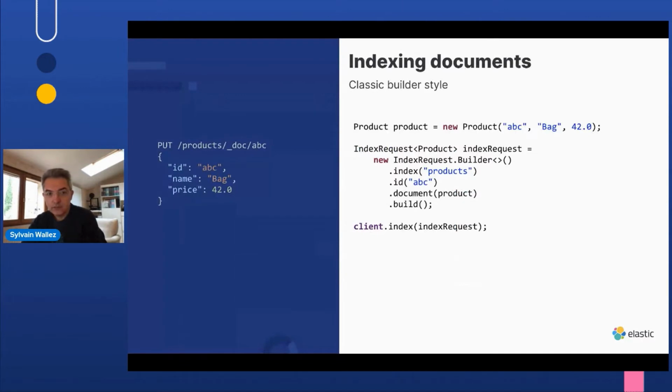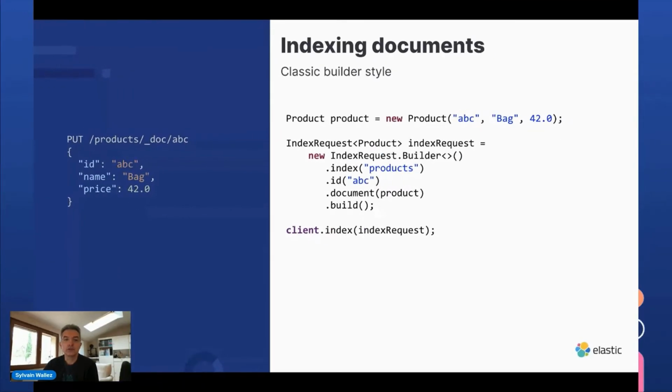So let's see some practical examples. Here we will use an example with a product index. So a product, in our very simplified case, has three properties: an identifier, a name, and a price. So on the left side of the screen, you can see what you would typically use in Kibana when you're experimenting with the developer console. So we are putting a document in the product index, and the JSON contains the properties of our product.